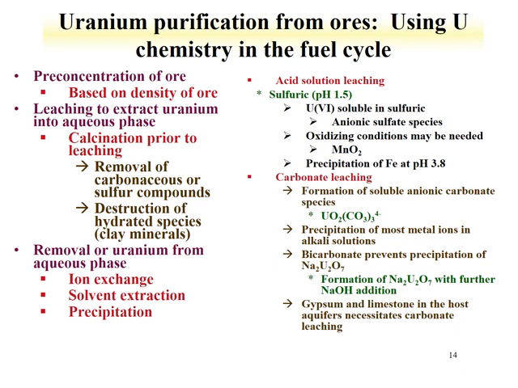There are two main routes of separating the uranium from the ore. One is an acid leach, so sulfuric acid, pH 1.5. You form the uranyl sulfate species. They're anionic in nature.